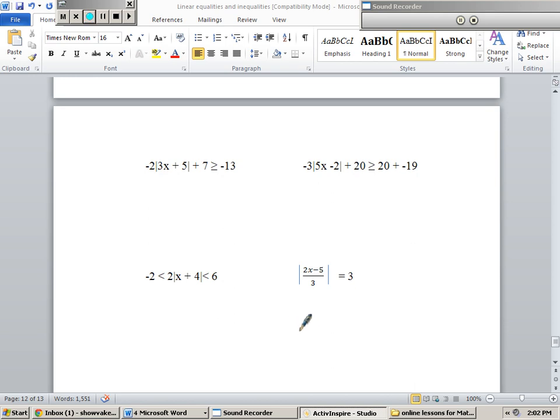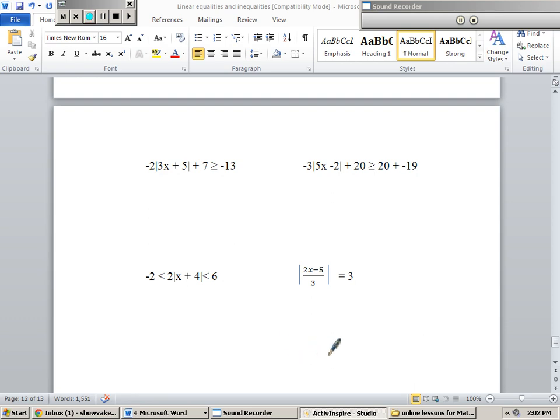2x minus 5 over 3 equals 3. 2x minus 5 over 3 equals negative 3. Everybody says, well, why don't you switch the equal sign like you switch the inequality? Well, if you flip an equal sign, what do you get? An equal sign. So pretend we're doing it. Multiply by 3, 1, 3. Multiply by 3, 1, 3.